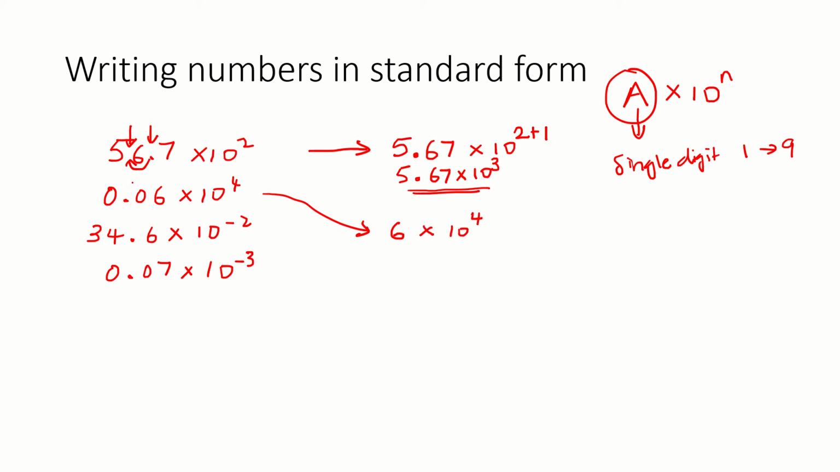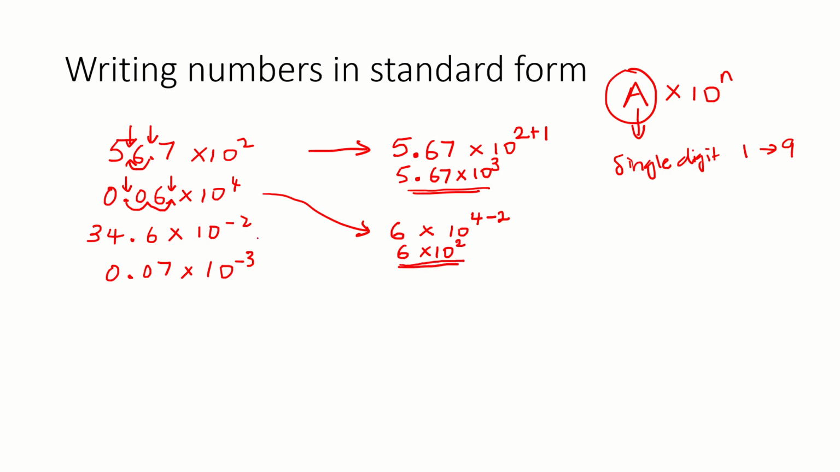Now, the decimal is on the left side, and I have to move it to the end of 6. Okay, so I have to move 1, 2. So in this case here, remember when we move the decimal from left to right, we need to minus, yeah. So minus 2. So the answer will be 6 times 10 squared. So this is the answer.